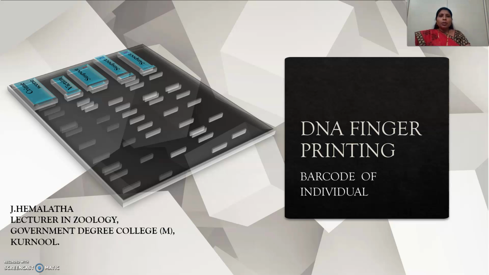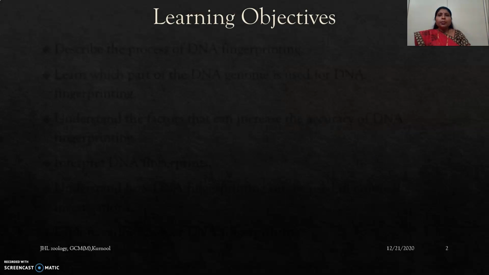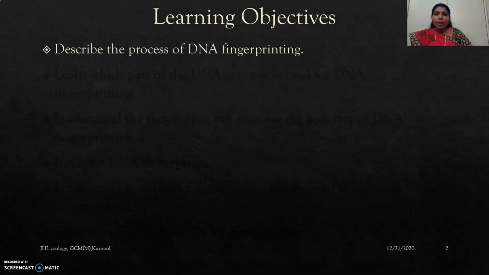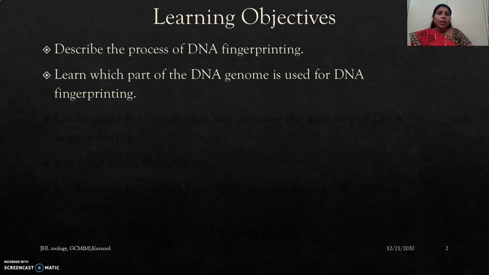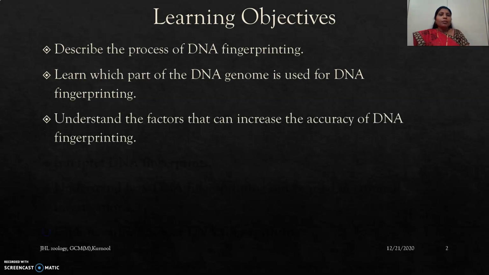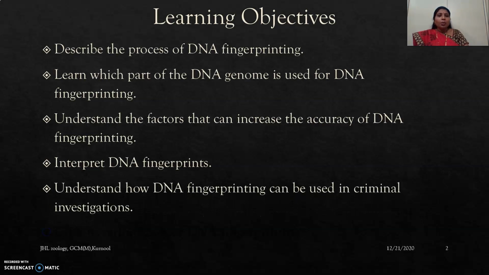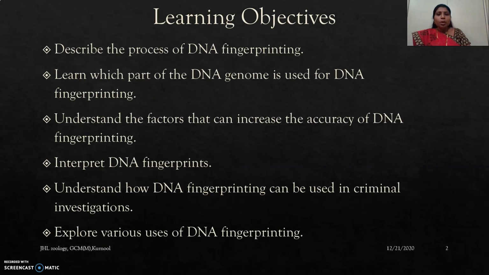Today in this class, I am going to tell you about DNA fingerprinting. The learning objectives of my topic are: the student will be able to describe the process of DNA fingerprinting, to learn which part of the DNA genome is used for DNA fingerprinting, understand the factors that can increase the accuracy of DNA fingerprinting, to interpret DNA fingerprints, to understand how DNA fingerprinting can be used in forensic investigations, and to explore various uses of DNA fingerprinting.